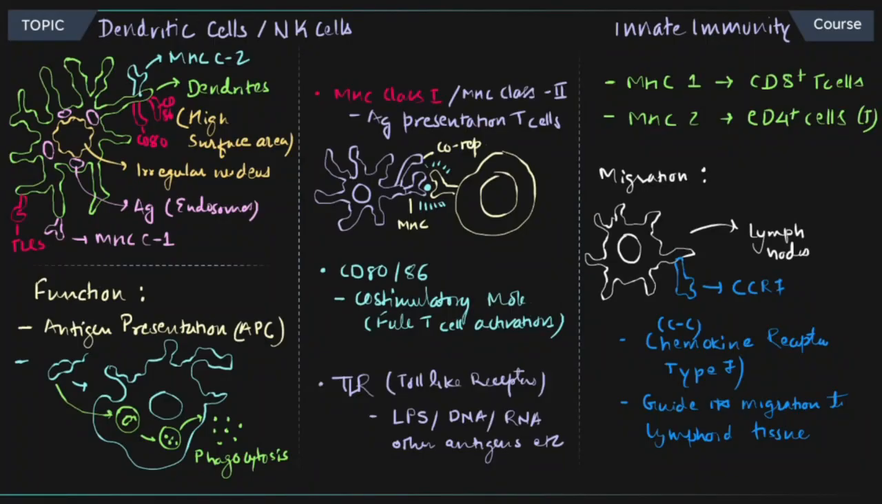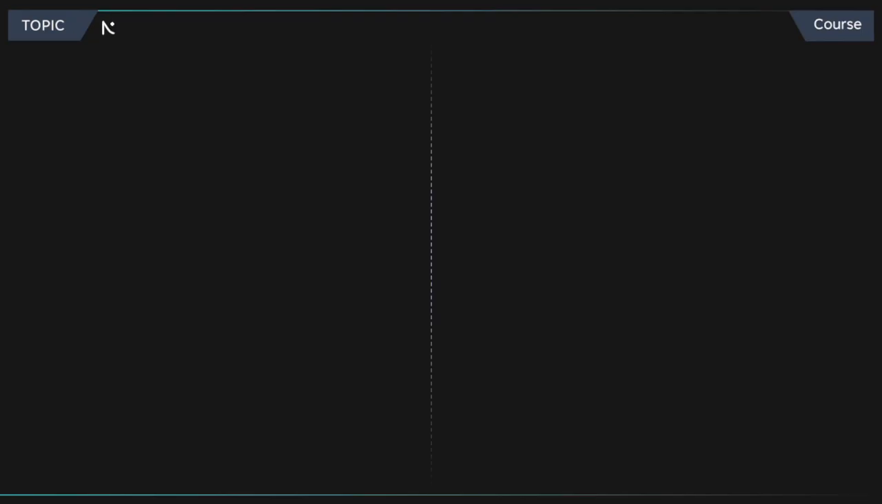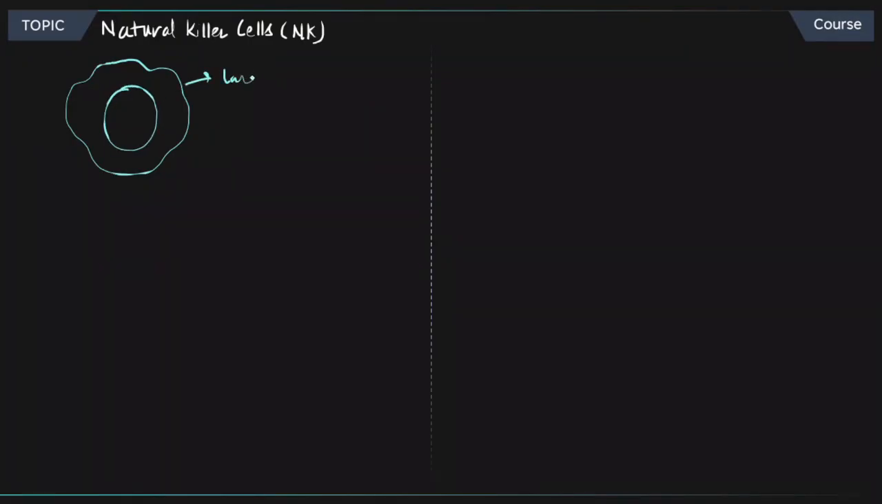Now let's move on to understanding the NK cell. Moving to the next part of this lecture is natural killer cells. They're also known as NK cells. So I'll start with creating the structure of this particular cell. This is a very large granular lymphocyte. So it contains granules, right? It's a large lymphocyte. So that is what I've written over here.